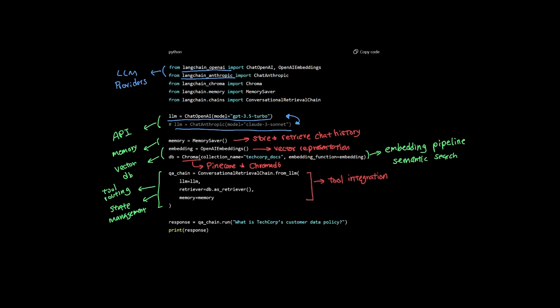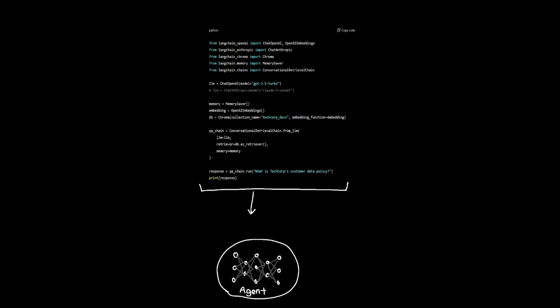LangChain's component library includes modules like Chat Anthropic API connections, ChromaDB vector database operations, OpenAI embeddings for text-to-vector conversion, Memory Saver for chat history management, and custom tool definitions for external system integrations. The agent orchestrates these components based on the conversation context.